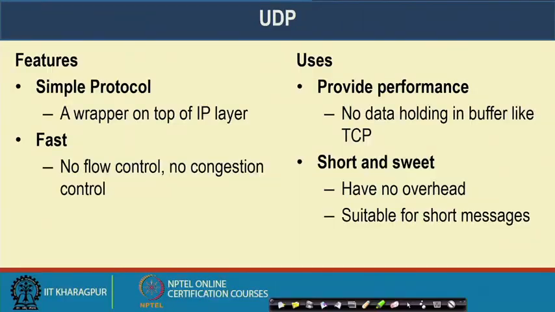The protocol is very fast, because you do not need to wait for the slow start phase, you do not need to wait for the connection establishment and the connection closure, and you do not have any flow control and congestion control algorithm. The protocol itself is very fast and it works nicely when the network has a low loss probability. So, the use case of UDP is to provide performance.